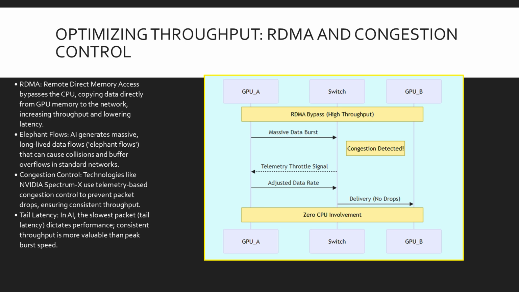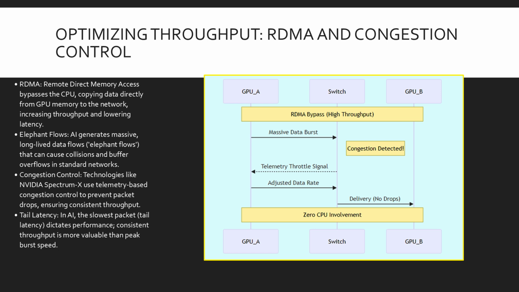If two collide on a switch, they fill buffers instantly, causing packet drops. A dropped packet is catastrophic for throughput because resending it stalls the calculation. This is why we use advanced congestion control, found in Spectrum-X and InfiniBand, to throttle traffic intelligently before drops occur, ensuring the tail latency, the worst-case packet delay, remains low.